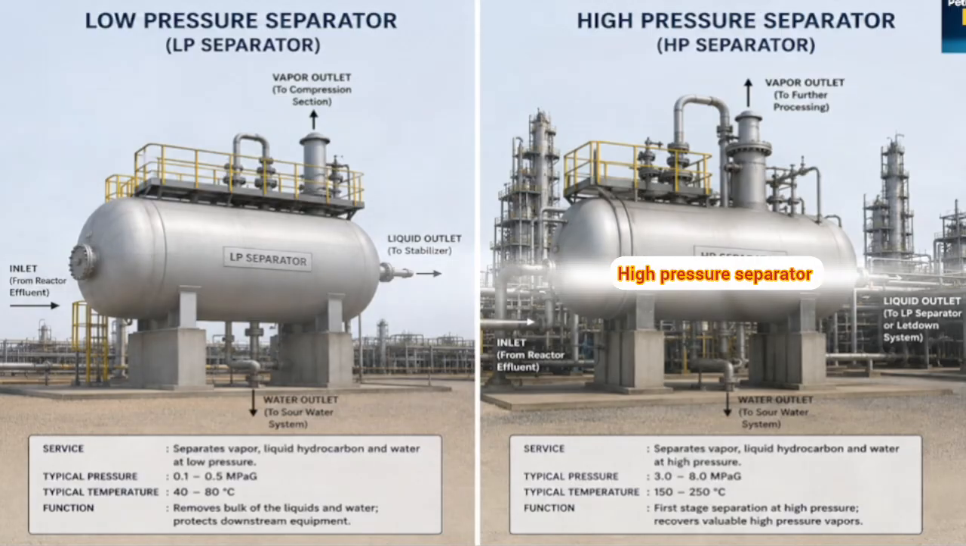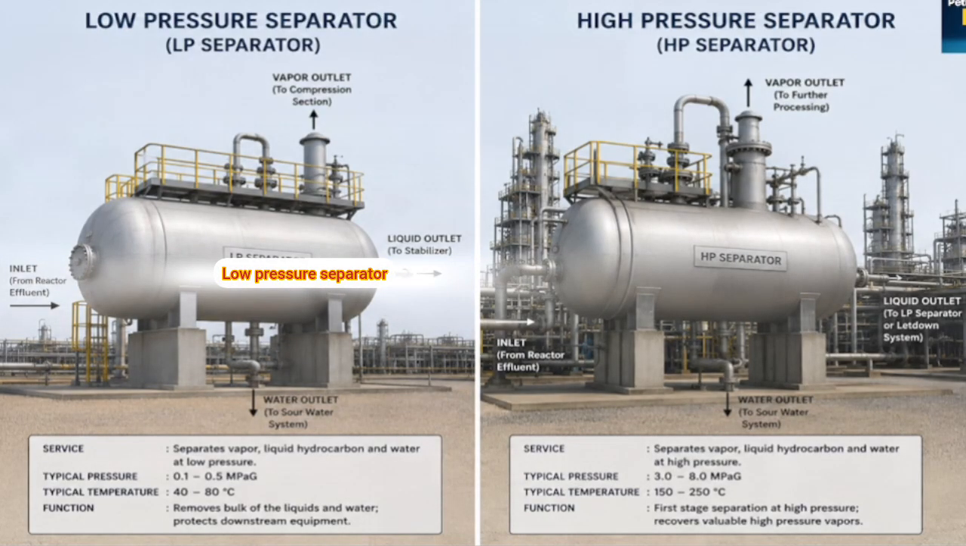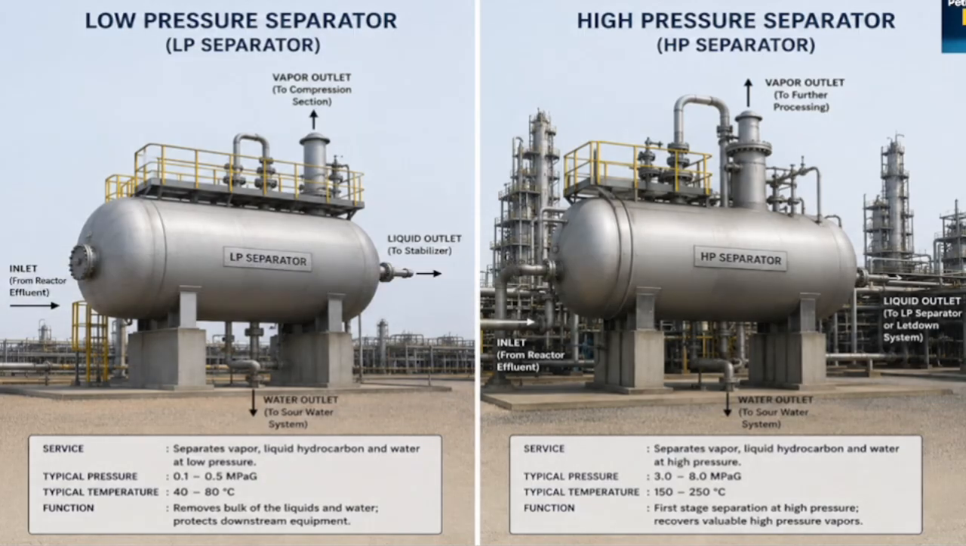So we have our high pressure separator and our low pressure separator, which are our HP and LP. The crude oil that flows through the high pressure pipe comes to the high pressure separator, and the crude oil that flows through the low pressure pipe comes to the low pressure separator. Now what is the work of the high pressure separator?